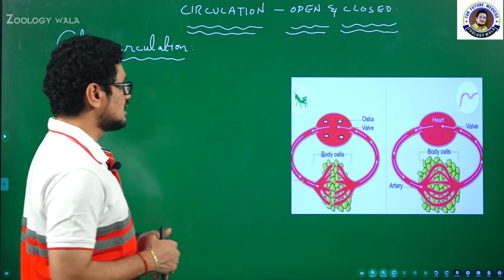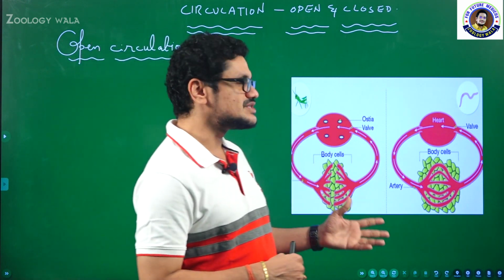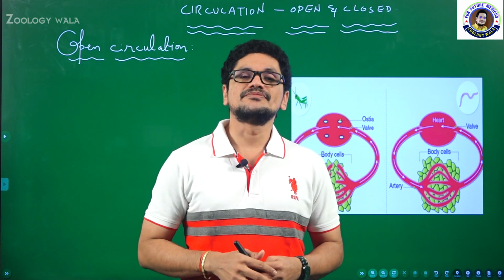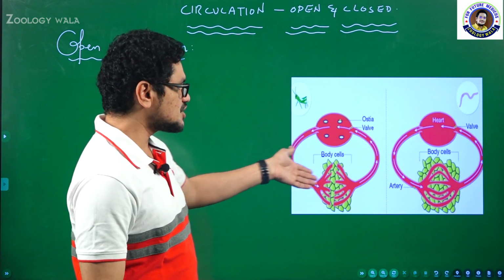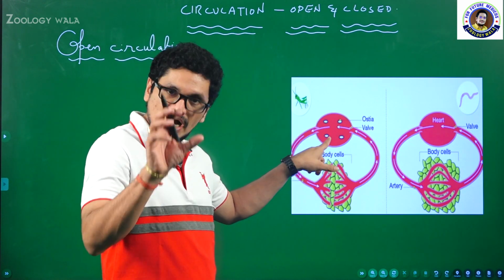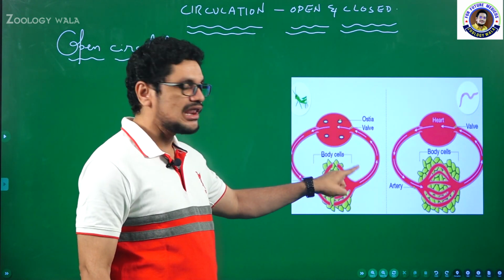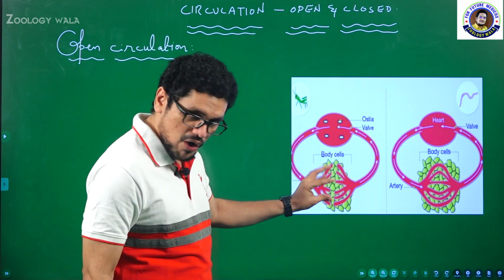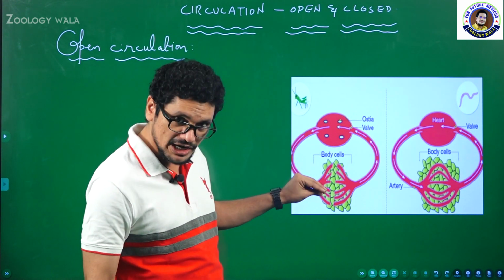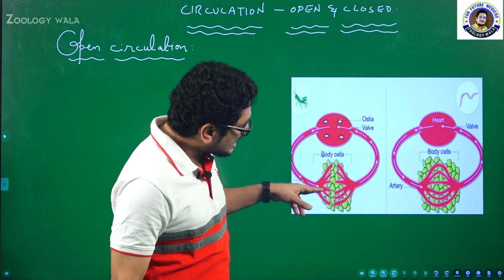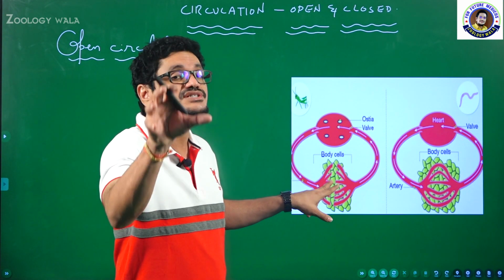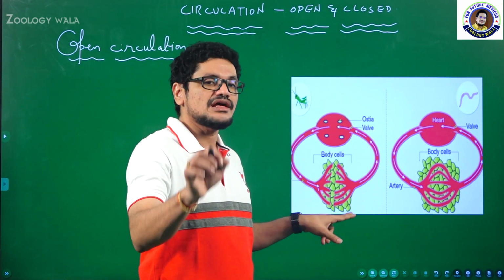Let us discuss open circulation and closed circulation. There are two types of circulation seen in the animal kingdom broadly. The first one is open circulation and the second one is closed circulation. In open circulation, imagine this one is the heart and this one is the blood vessel, and the blood vessel divides into smaller blood vessels. The blood vessels coming from the heart directly open into the empty spaces in the body, and these empty spaces are nothing but sinuses.